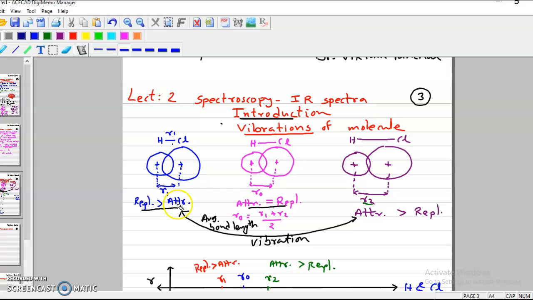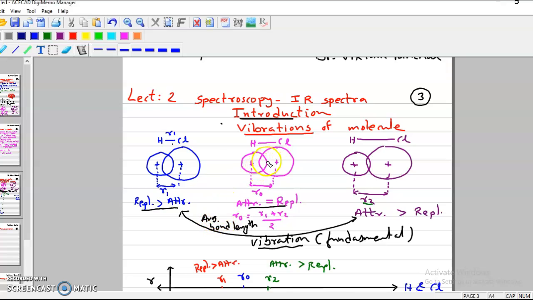So this way, the molecule becomes stable, but within the molecule the atoms are not stable and they keep on moving from R1 to R2, R2 to R1, and that is called vibrations. This is the fundamental vibration of a molecule. So the molecule is stable, but the atoms within molecules are not stationary, they keep on moving.